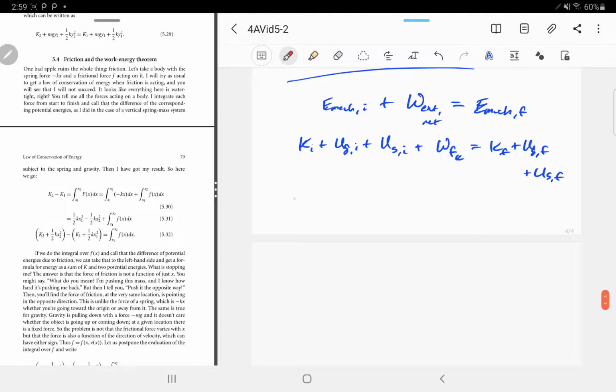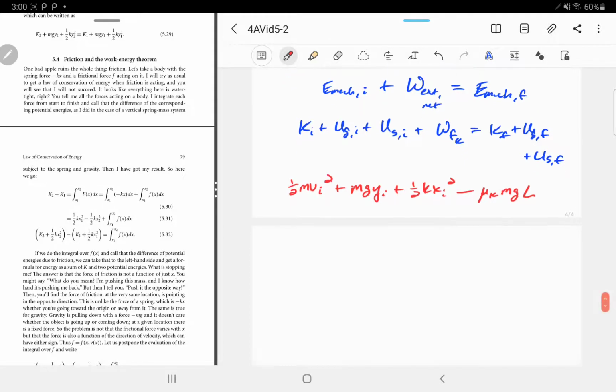Maybe this is clearer if I do one more step. Let me plug in what you would plug in for all of these. So mgy initial plus 1/2 k x initial squared. And then the work done by friction is always negative. So this is minus mu sub k mg. That's the magnitude of the frictional force, which is constant, times the length over which that thing slides. So remember, work is force times distance. If it's the integral of F dx, and F is constant, you can take it out of the integral sign. So F delta x is this.